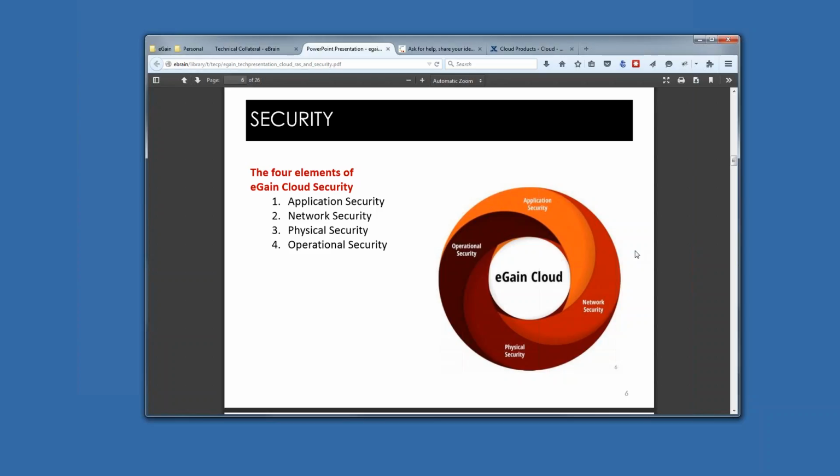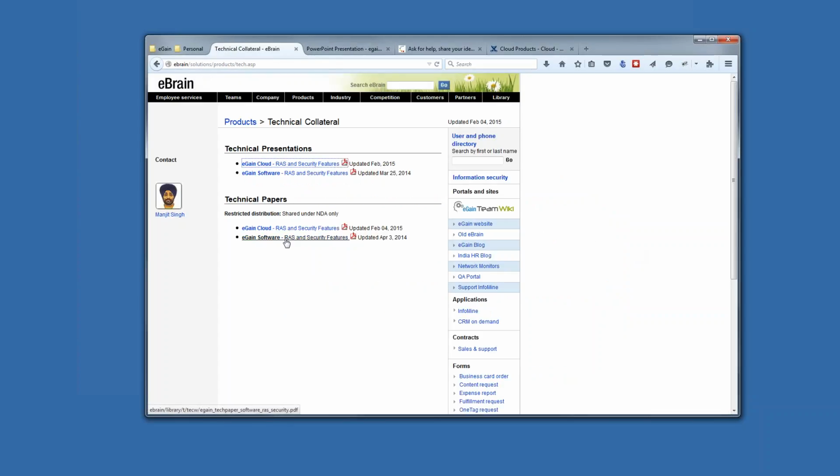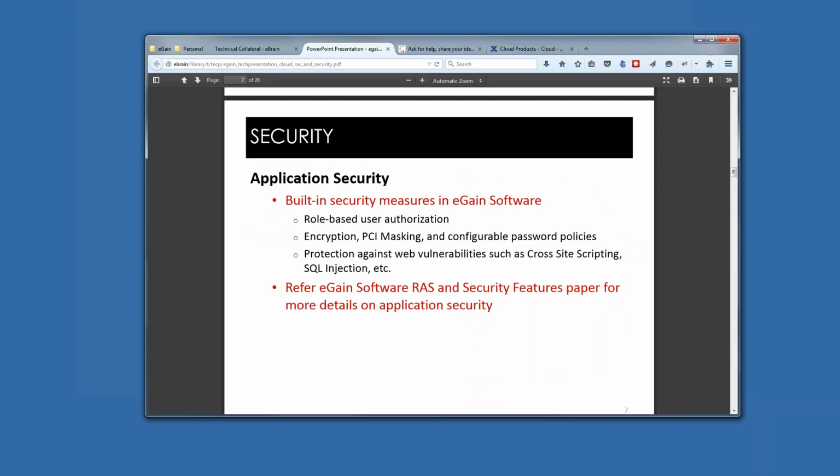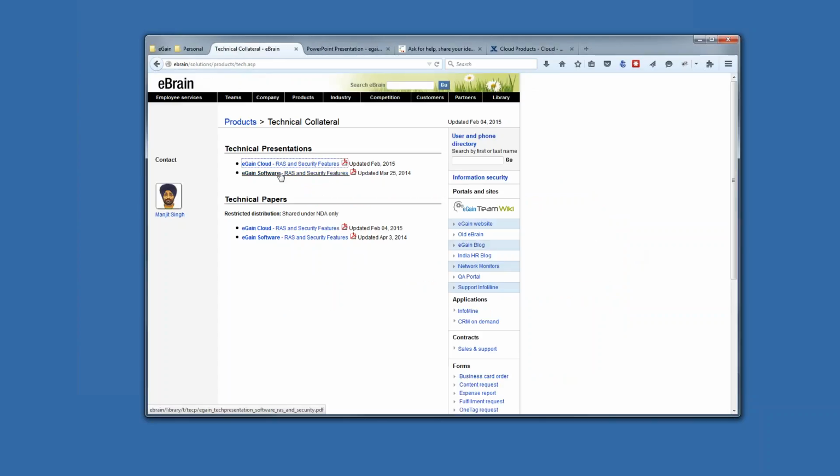On the application side, as I mentioned on eBrain, there's a whole bunch of product software material. That goes into a lot more depth than this cloud presentation, but we at least highlight a couple of things and reference those documents if people want to look at them. And again, this is for customers, so we can certainly send these two things to any prospect. It doesn't require an NDA, and they should be aware of these things.